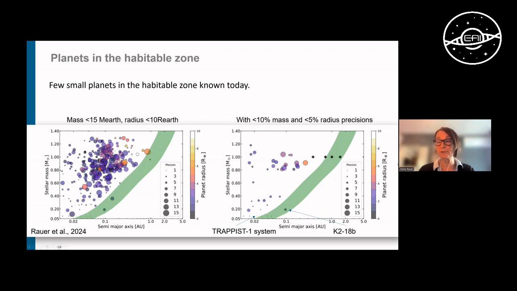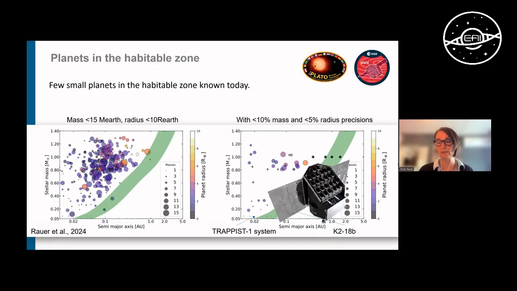And I've shown versions of this plot 15 years ago when we were presenting PLATO, and it hasn't been filled. It will not be filled before we fly PLATO. And that's clearly where the PLATO mission will go.